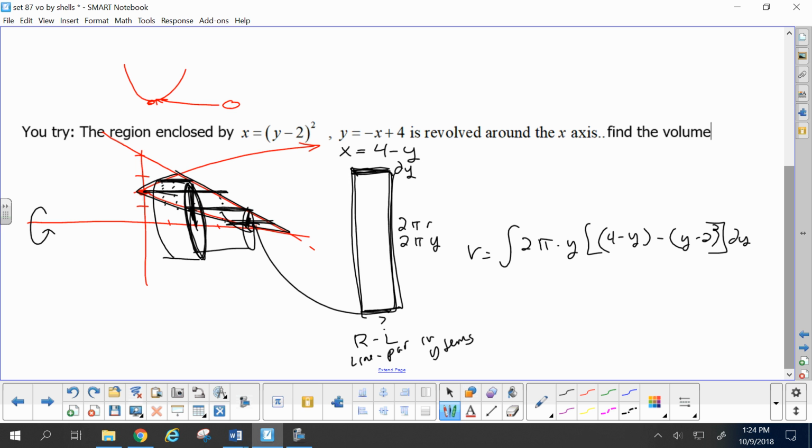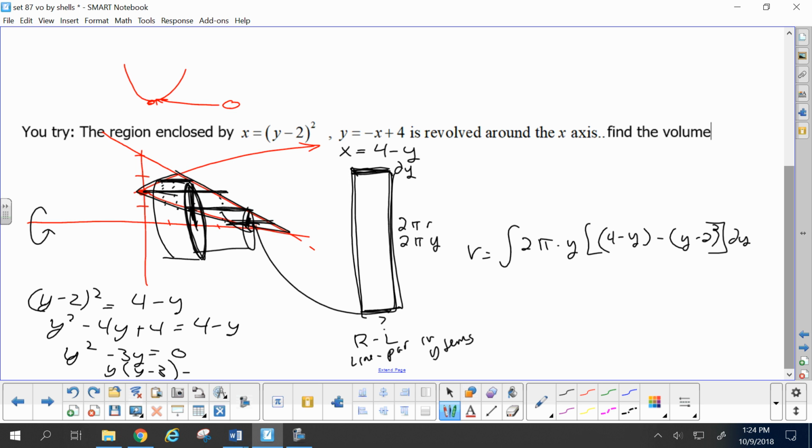0 to 3? You taking a stab at it, or you know that to be true? How did you know it to be true? You set them equal to each other? You did that while I was doing all this yapping? You already solved it? Okay, do I trust you? I do. Y squared minus 3y equals 0. I trust you. Y is 0 and 3. The limits of integration are indeed 0 to 3. You do have to find that.